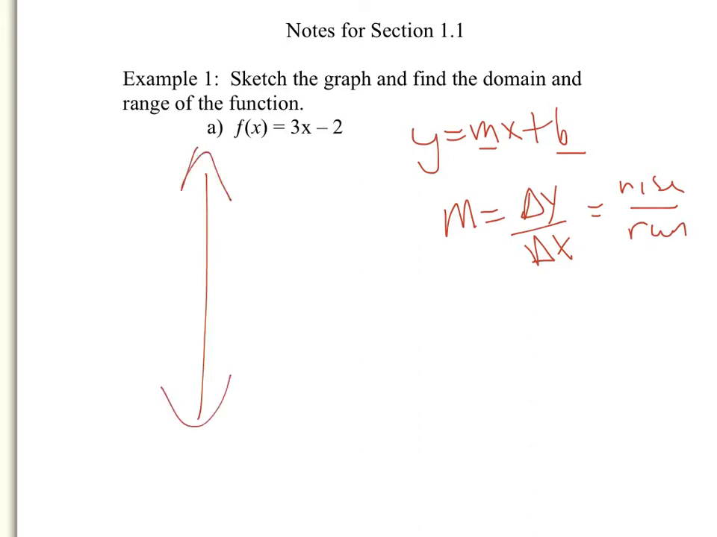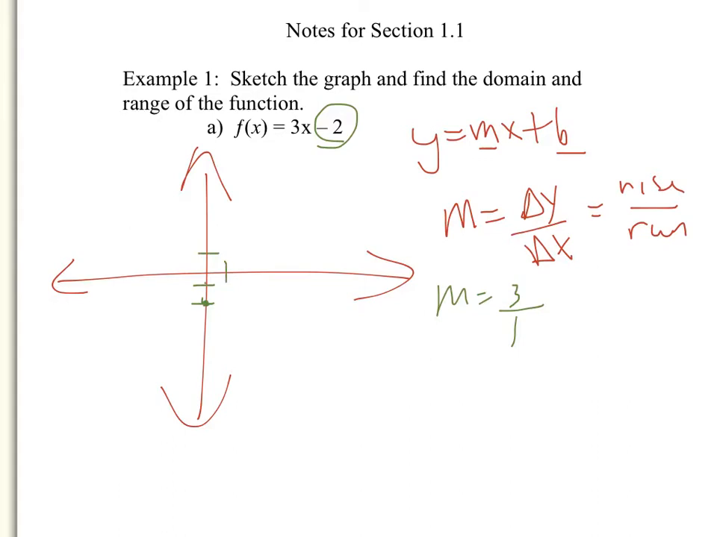So for this, I'm going to draw my x and y axes. And I'm going to start with the y-intercept of -2. That means I'm going to go to -2 on the y-axis and put my point. So that's y equals -2. Now the slope in this case is 3. So we can call that 3 over 1, which means from this point, -2, I go up 3 and over 1 to the point 1, 1. Now that allows me to draw my line.